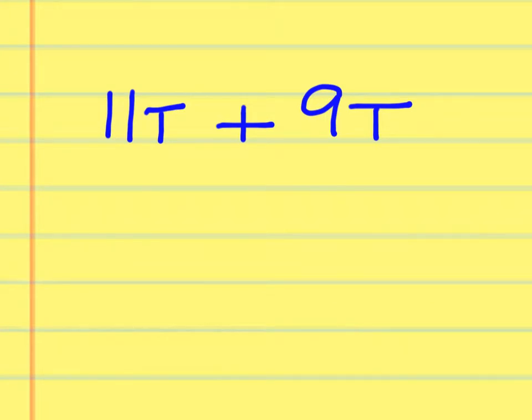Now, part of the distributive property sometimes is having to simplify like terms, because after you multiply, you may have some things you can add together. 11t plus 9t, that is simply 20t. If it's the same variable and the same power, each of these are to the first power, then you can add them together.